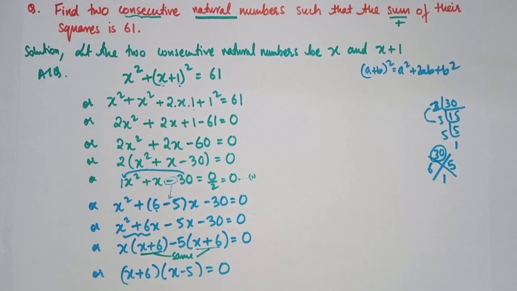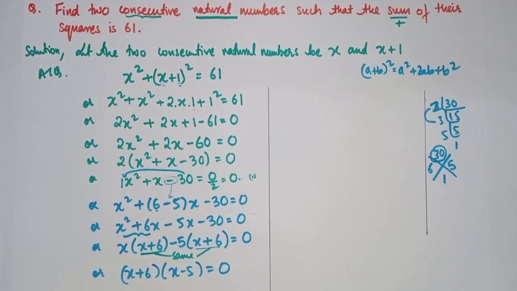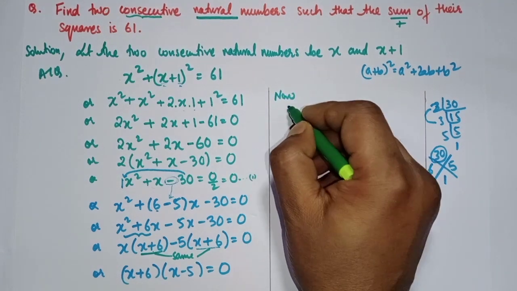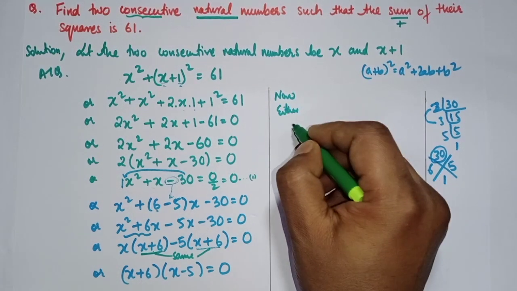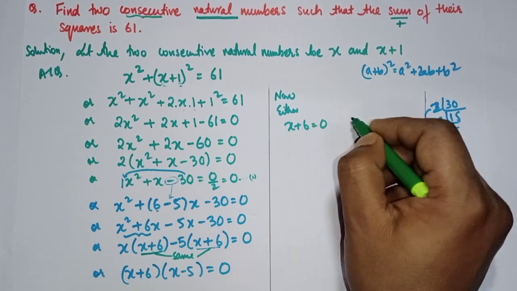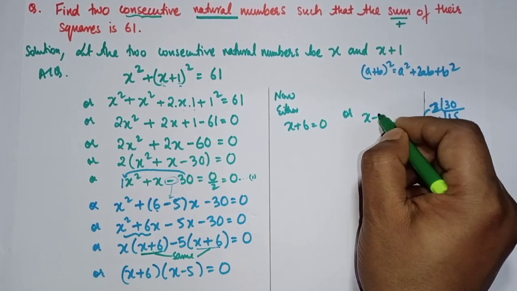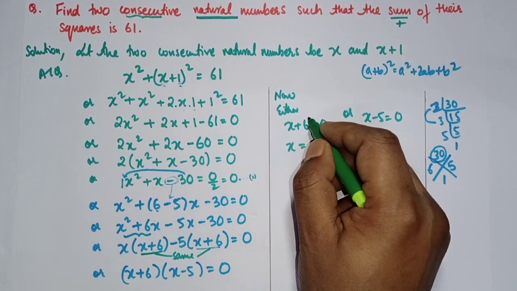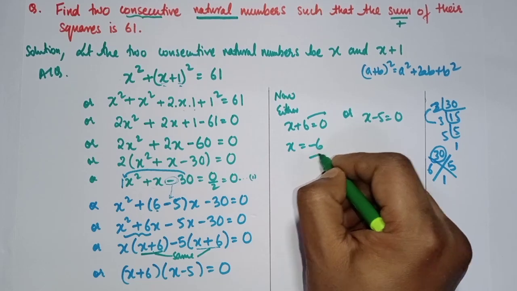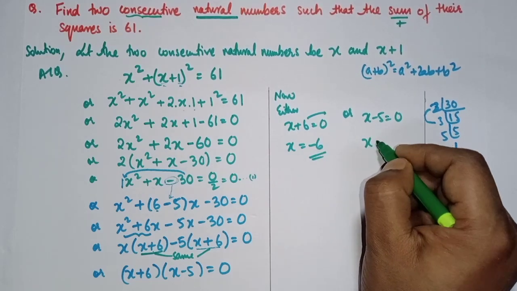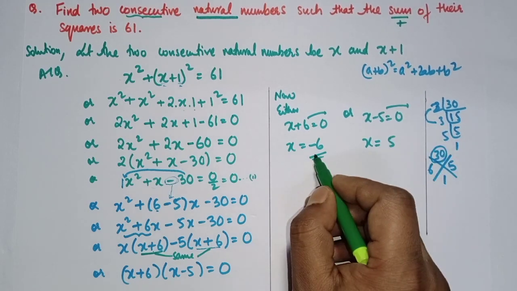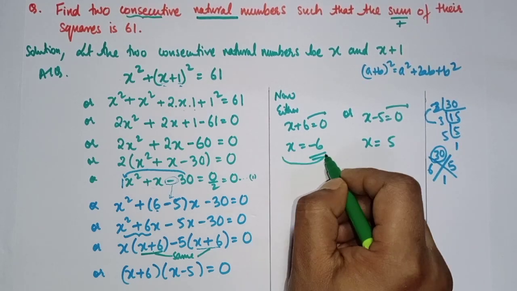So I got the final answer. We are in the last step. Now what you will do? Either or. Okay. So now we have either x plus 6 equals to 0 or x minus 5 equals to 0. So from here what will I get? x equals to plus 6, when it goes that side it will be minus 6. So I got this minus 6. x equals to this, when it goes that side it will be 5.